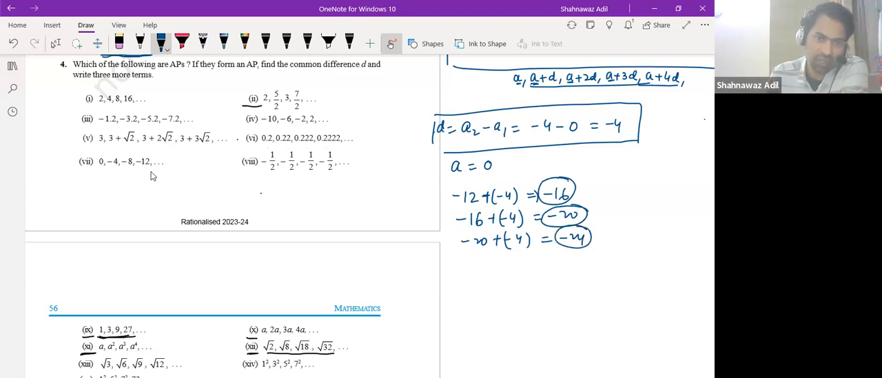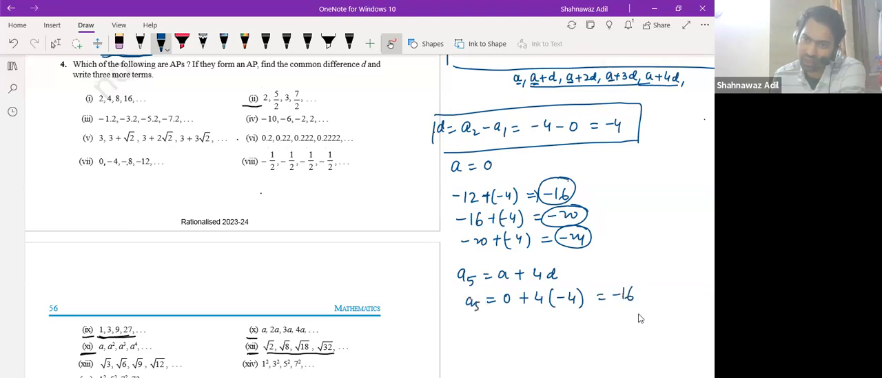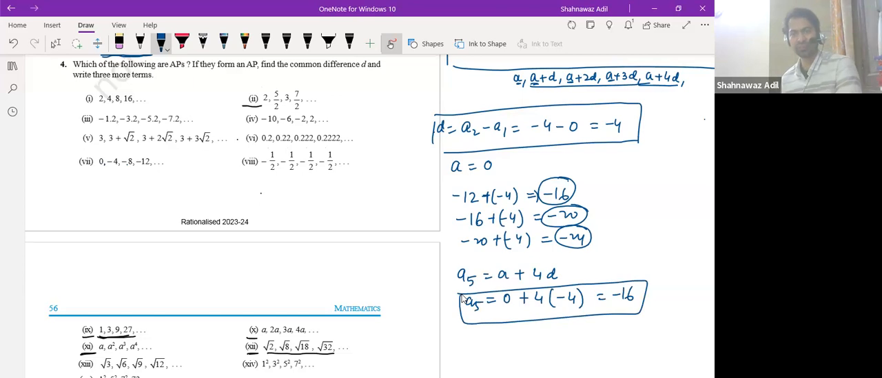Or you can also calculate it this way: 1, 2, 3, 4, 5. So A5 is A plus 4D, which is 0 plus 4 into minus, so minus 6. So whatever method you apply, you get a result. Right? Yes.